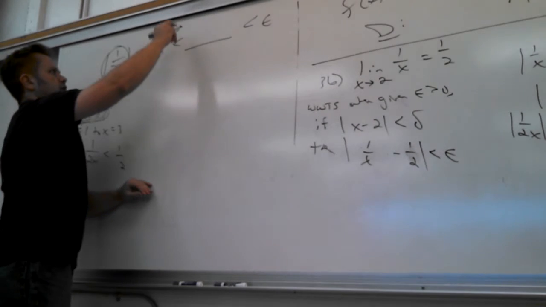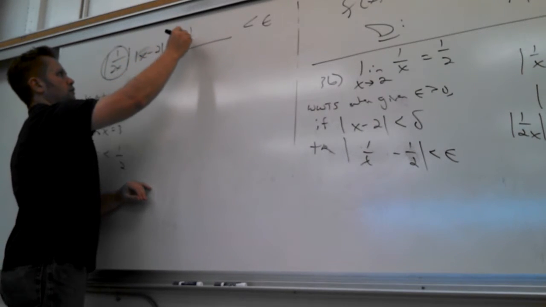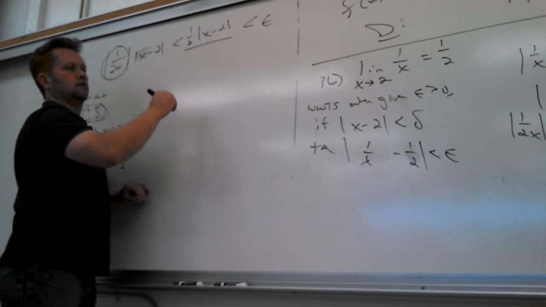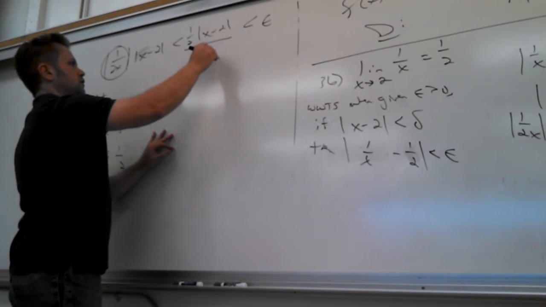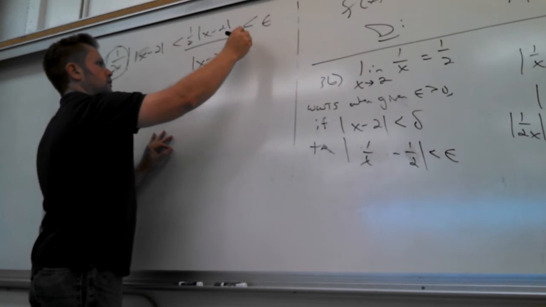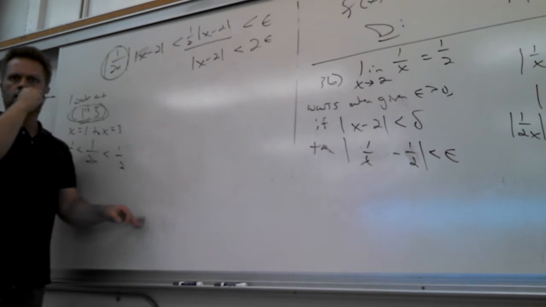So I can let this be less than... So this is true. This is less than 1/2 times x minus 2. And then I keep going, so this is x minus 2 is less than 2 epsilon.